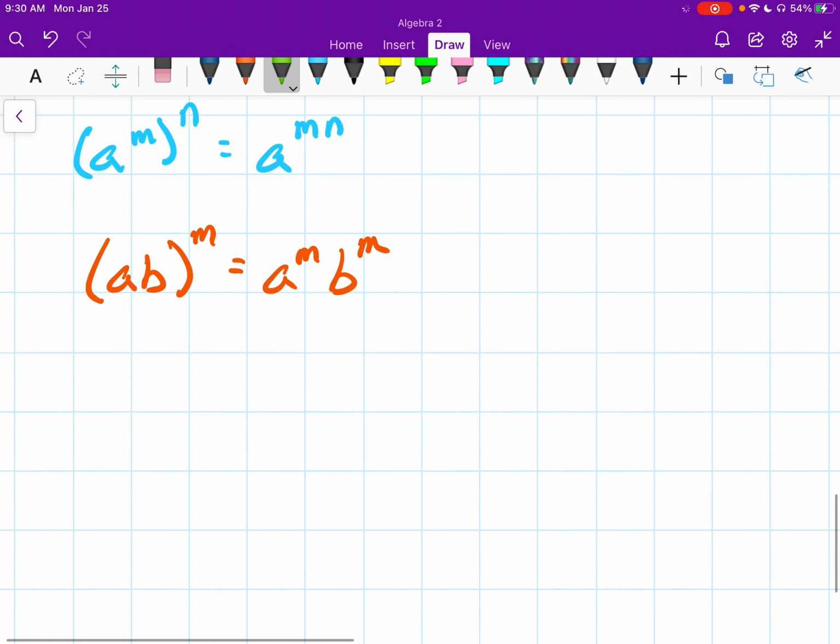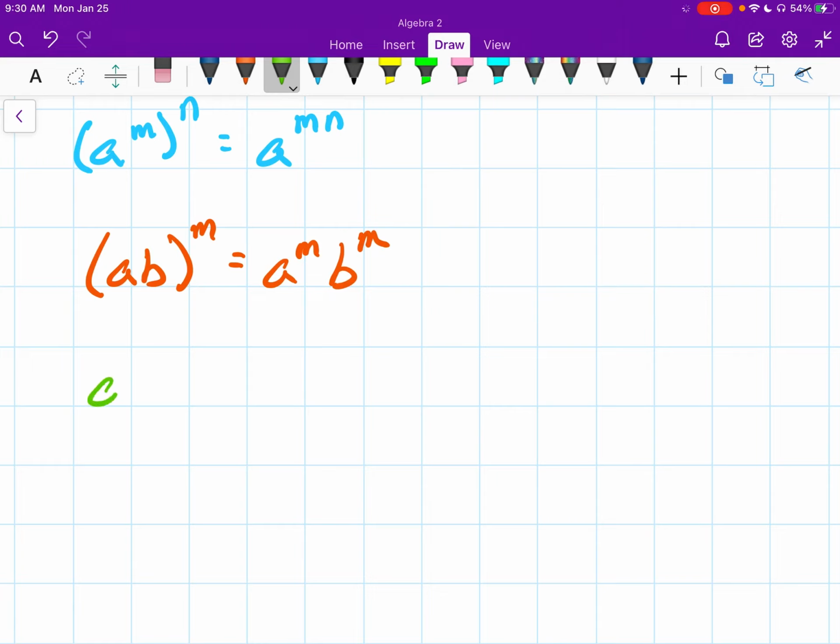This next one might be something new for you. We have a to the negative m is equal to 1 over a to the positive m, right? The way that I like to think about that is that exponents don't like to be negative, and you need to put them in the place that they belong, right? They're not happy if they are negative, so you need to flip them over the equal sign, over the fraction bar.